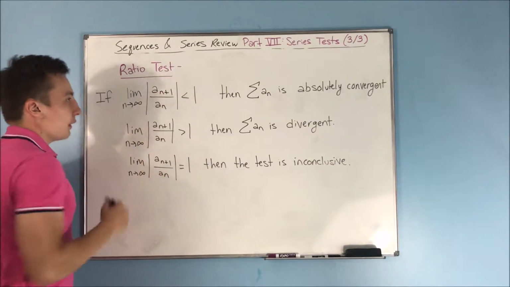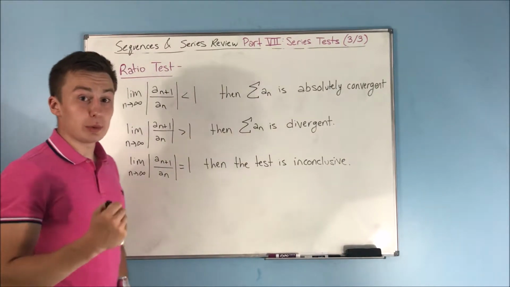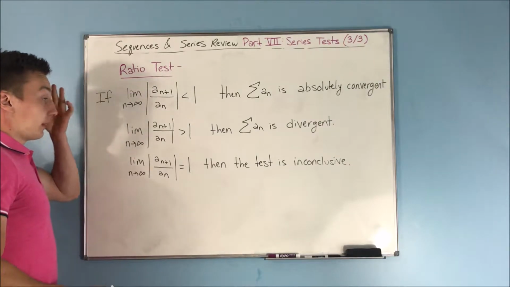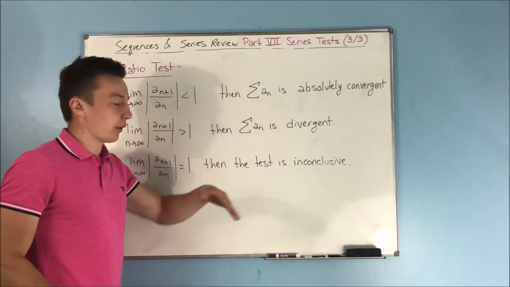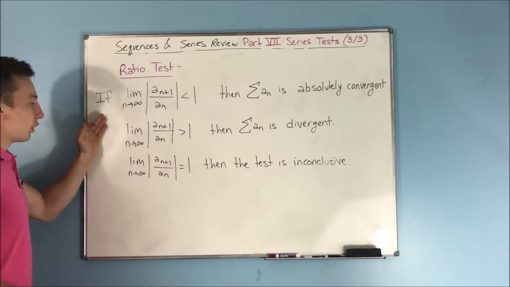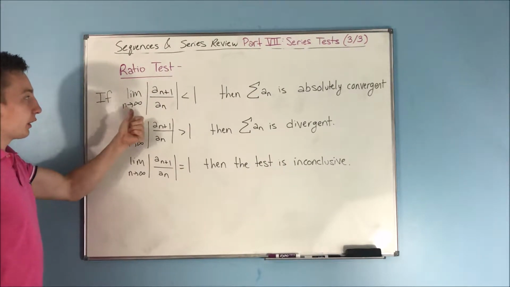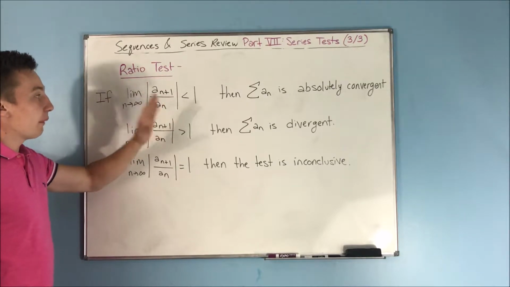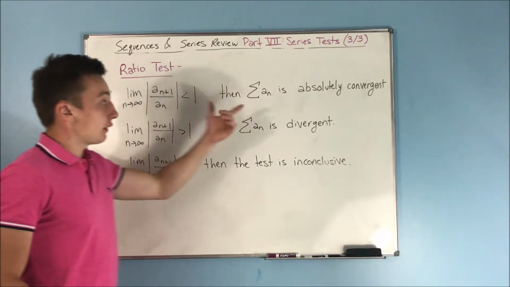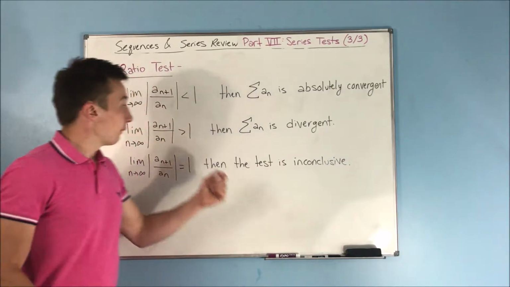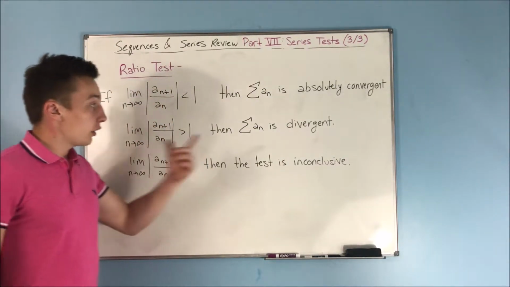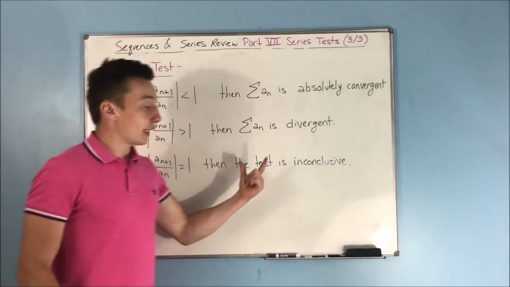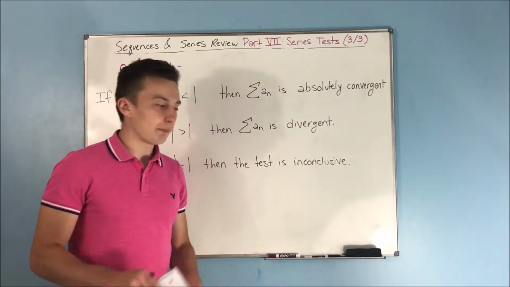So, on to the ratio test. The nice thing about the ratio and root tests is that they prove absolute convergence, so that kind of answers the question already for you. What we have to do is take the limit as n approaches infinity of the absolute value of a sub n plus 1 over a sub n. If it's less than 1, then your series is absolutely convergent. If it is greater than 1, then your series is divergent, and if it equals 1, then the test is inconclusive.